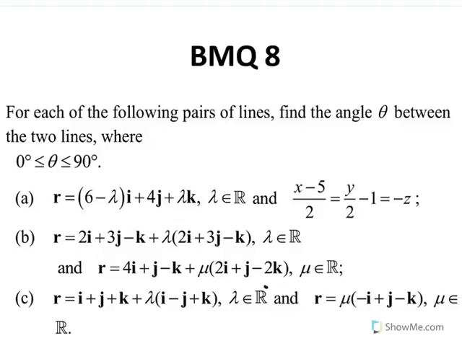Okay, for each of the following pairs of lines, we need to find the angle theta between the two lines, where theta is between 0 and 90 degrees. This is actually quite an easy question. The main topic they are looking at is finding the angle between two lines. If you recall what we learned in our lecture, you want to find the angle between two lines.